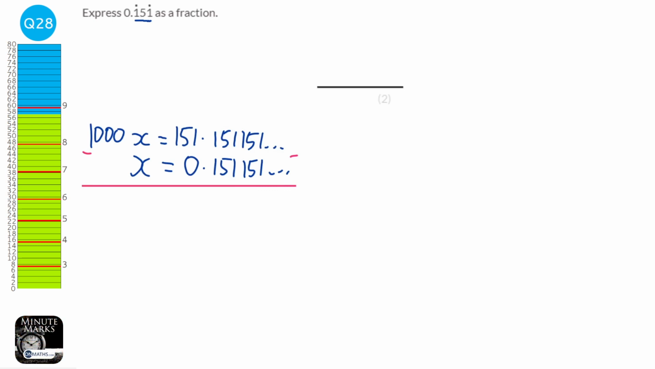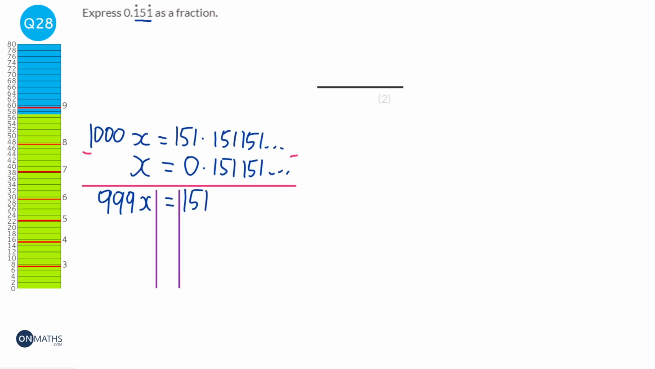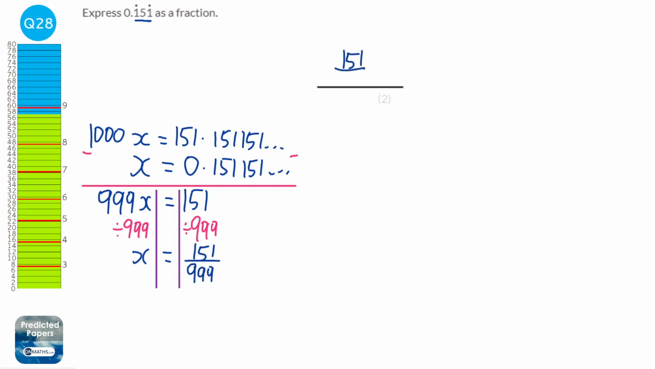What we're going to do now is we're going to subtract going downwards. So 1000x take away x would be 999x, and then 151.151.151 etc. take away 0.151151 etc. will just be 151. Get our solving lines in, because the next thing we're going to do is divide both sides by 999. And so we end up with x equals 151 divided by 999, or over 999. And that's our answer.